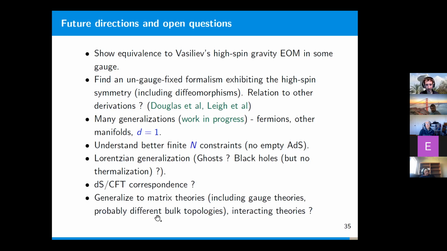Of course, the much harder problem is to generalize all this to matrix theory, where we have also gauge fields. In that case, we do expect that we would probably need different bulk topologies, and interacting gauge theories should be even more complicated. So unfortunately, I don't have anything to say about that.